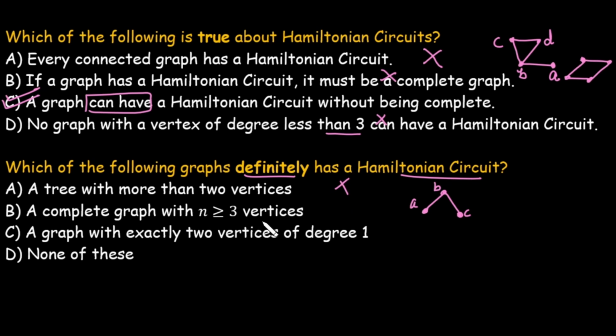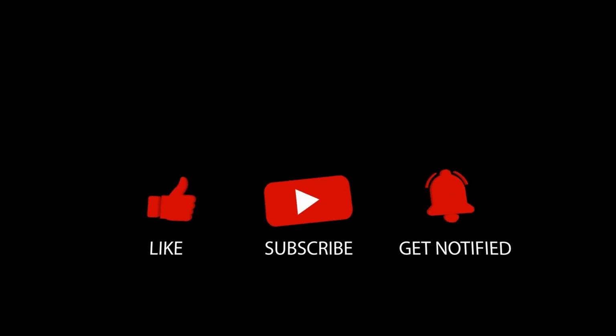A complete graph with n greater than or equal to 3 vertices. Definitely has a Hamilton circuit? Yes. We can take the outer boundaries. Every time you will get a cycle formed at the outer boundary and clearly it contains a Hamilton circuit.